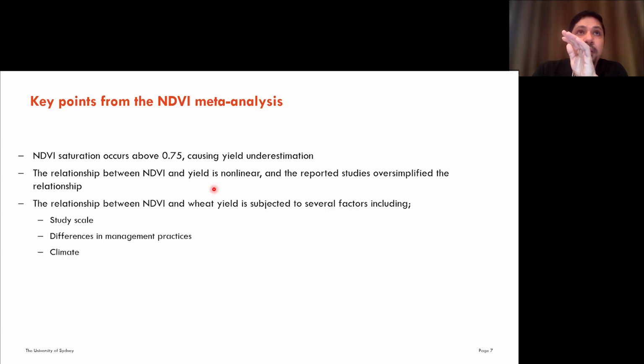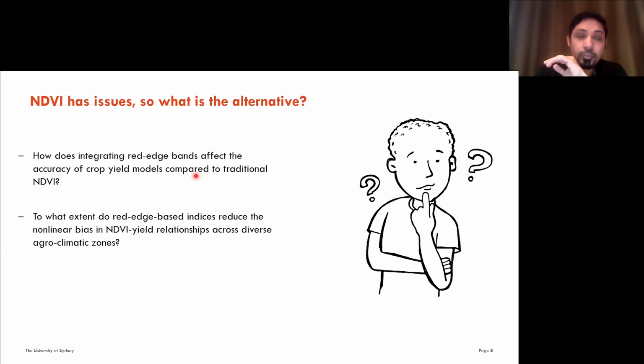So the key points from this study, from the meta-analysis, are that the NDVI will saturate above 0.75, which causes the underestimation of yield. And the relationship between NDVI and yield is nonlinear. The reported studies oversimplify the story, unfortunately. And the relationship between NDVI and yield is affected by study scale, the difference in management practices, and climate. So now I showed you some issues with the NDVI saturation issue and the dependence on climate as well.